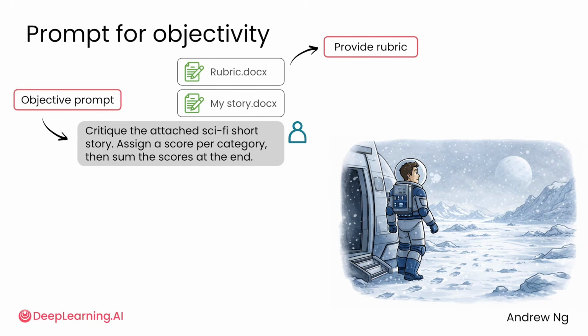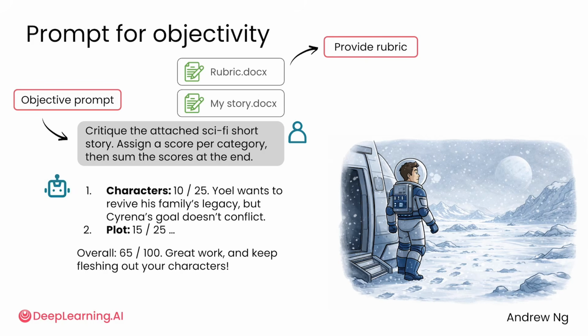So: critique the attached sci-fi story, assign a score per category, then sum the scores at the end. And by giving the AI these very clear instructions on what to do, to sum the scores at the end, it then hopefully gives a more objective assessment of your story. If you want, you can also ask it to then give you suggestions on how to improve the story to do better on this rubric, and this will cause it to give you more focused suggestions to improve it in the dimensions that you think matter the most.